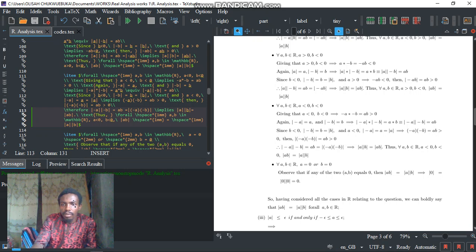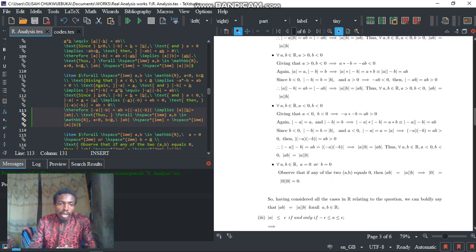So observe that if any of the two equals 0, so now when you come to a real number, we have the negative side, we have the 0 and we have the positive side. So we have considered these cases when any of the variables equals 0, and when the two variables are positive, when the two variables are negative, and when any of them interchange. So those are the conditions that we have considered, and we have considered all the negative, positive, and non-negative, non-positive, which is 0.